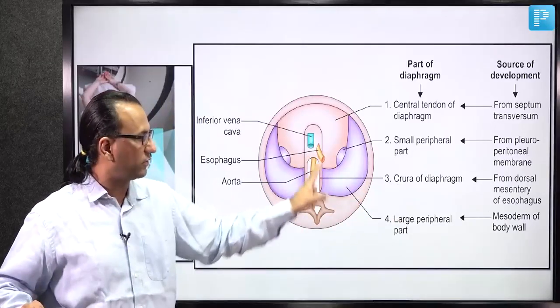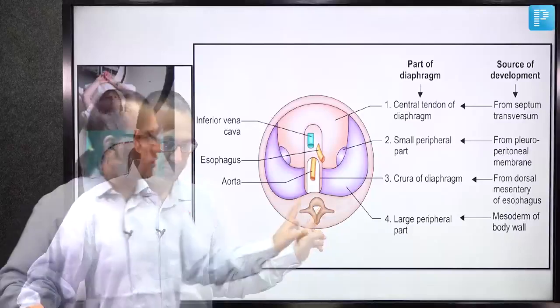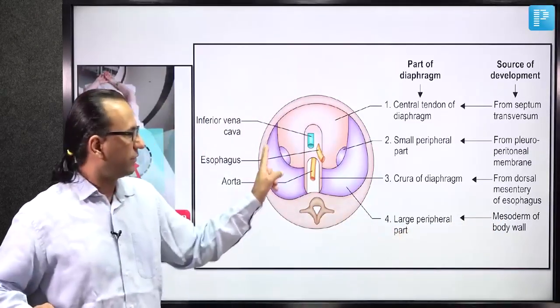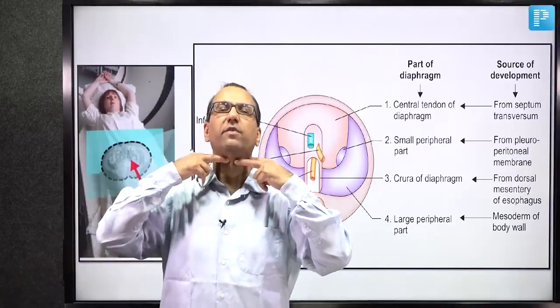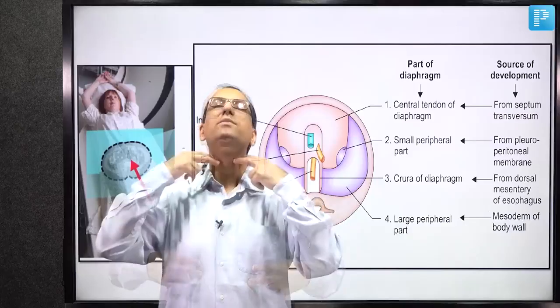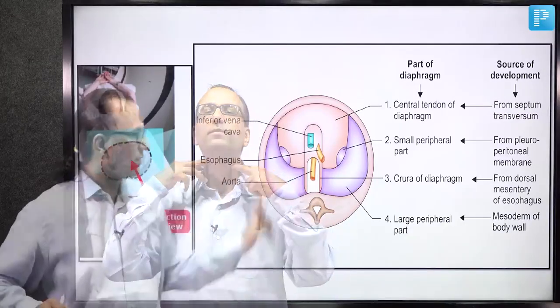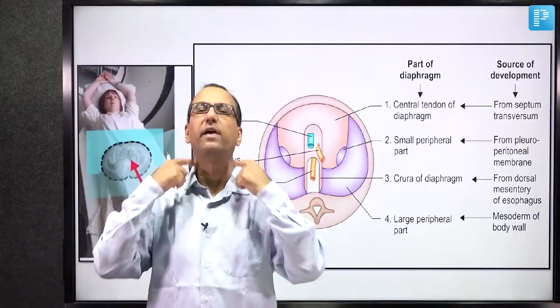There is a right crus and left crus of the diaphragm attaching to the lumbar vertebrae posteriorly in the abdomen region. You can also see that there is the body wall contributing to the peripheral diaphragm, which will later be invaded by the muscles coming from the cervical region. Cervical myotome, cervical root value is 3, 4, 5. Hence, the phrenic nerve, which is following the diaphragm here, is also C3, 4, 5 root value. So, diaphragm is basically a skeletal muscle controlled by a somatic nerve called the phrenic nerve.